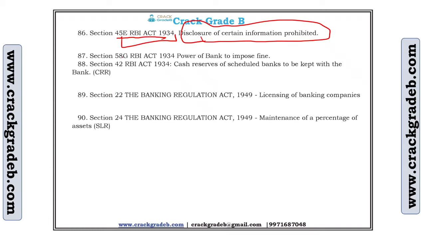Now, Section 58G RBI Act 1934, power of bank to impose fine. Who is having that power? Reserve Bank of India. Section 42 RBI Act 1934, cash reserve of scheduled bank to be kept with the bank, that is CRR. So CRR is related to Section 42 of RBI Act 1934.